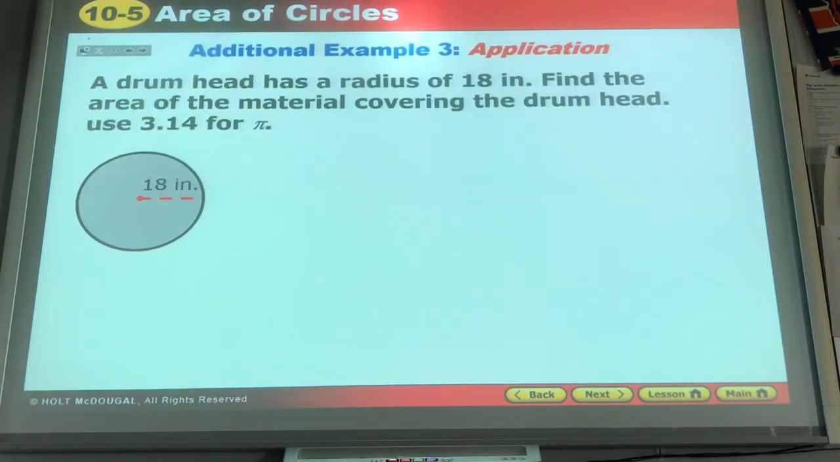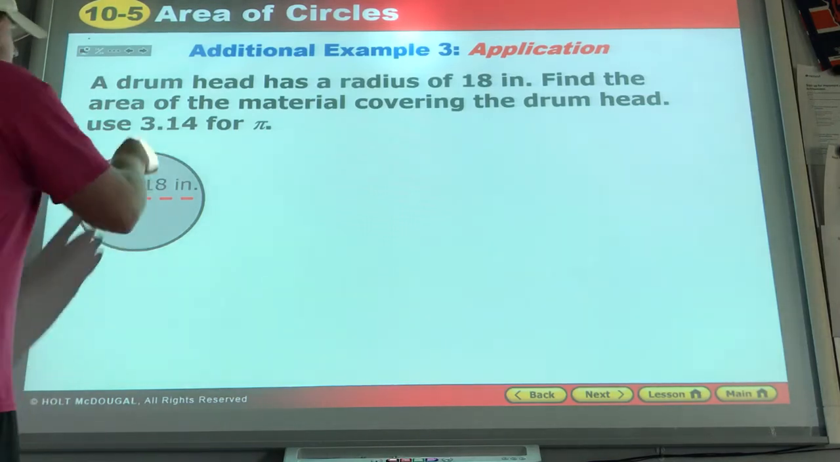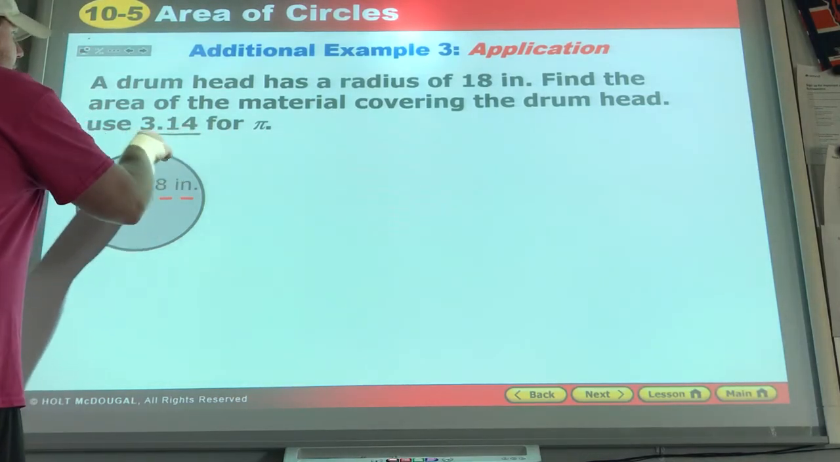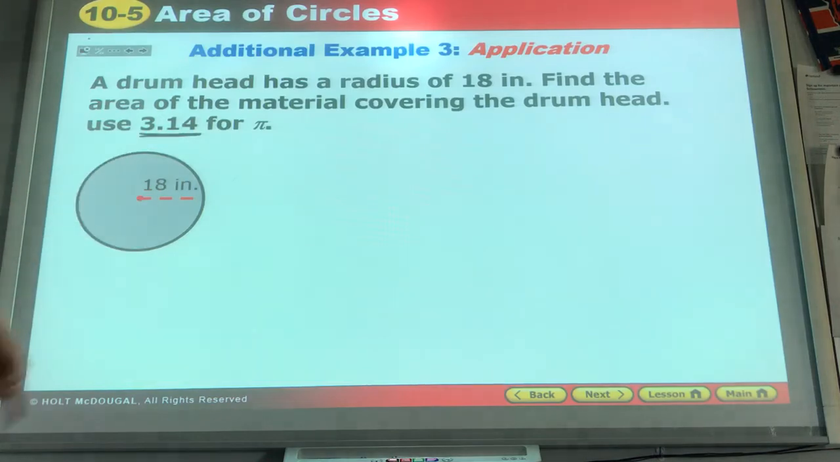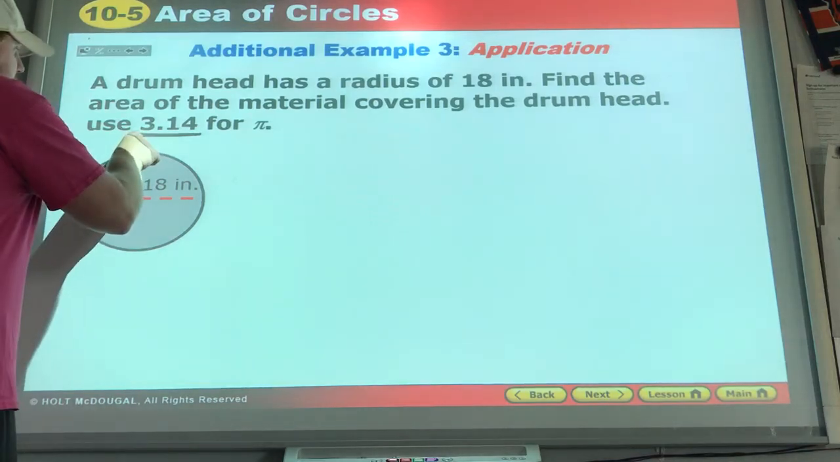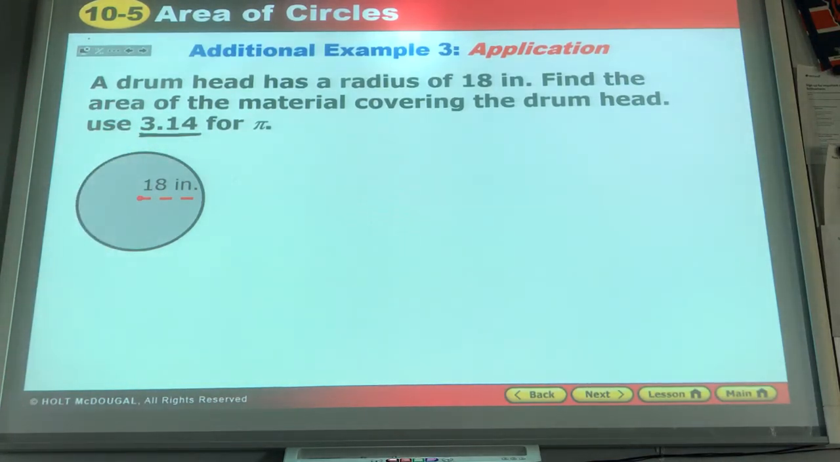Now, a drum head has the radius of 18 inches. Find the area for the material covering the drum. Use 3.14. You've done the little stuff, you've done the baby stuff. Now you jump into the big leagues and they ask you to use 3.14. Multiplying by a decimal. This is what they're going to ask you to do in high school and above, 7th grade, 8th grade and above.